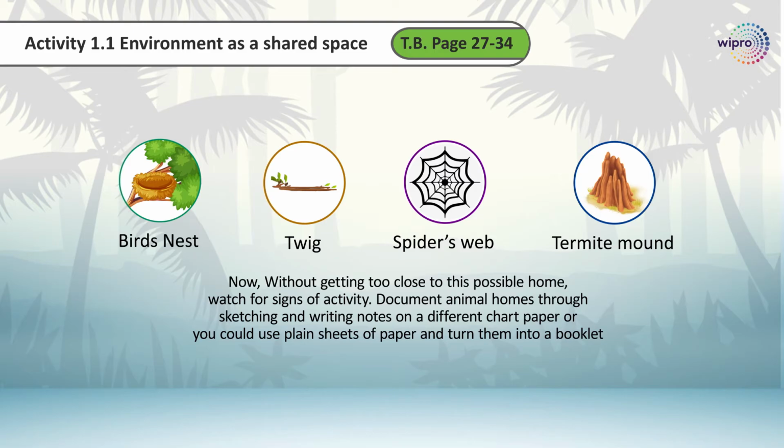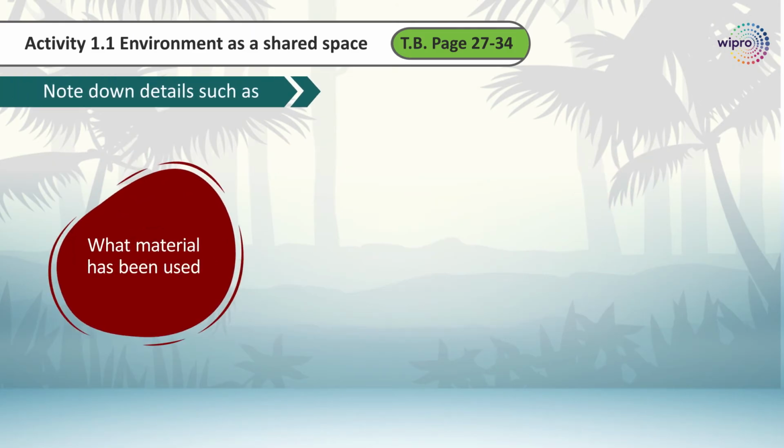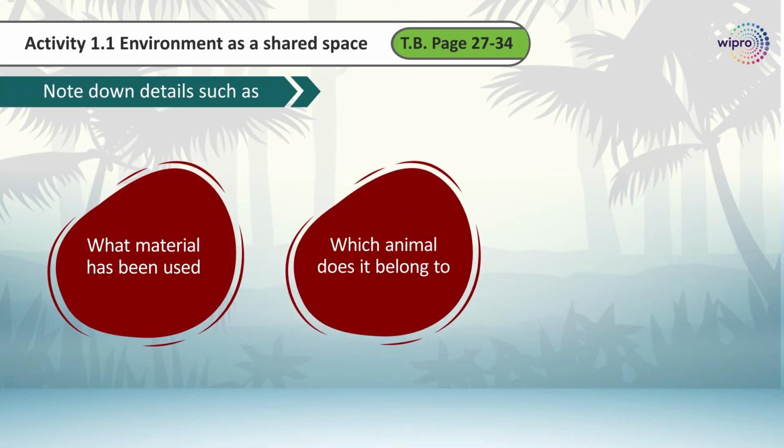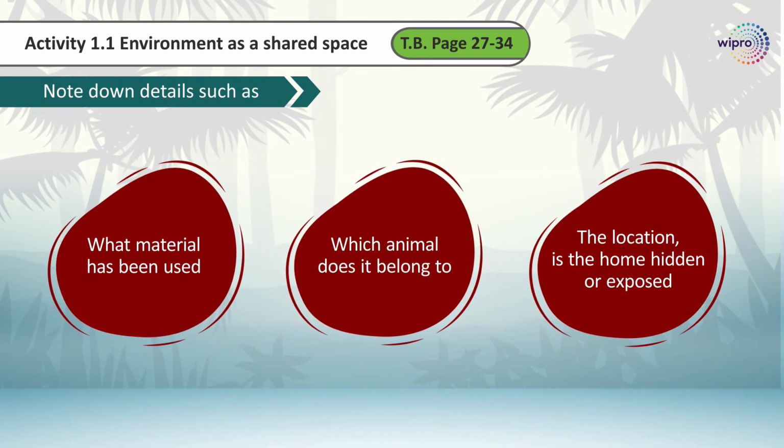Document animal homes through sketching and writing notes on a chart paper, or you could use plain sheets of paper and turn them into a booklet. Note down details such as what material has been used, which animal does it belong to, the location, is the home hidden or exposed, etc.